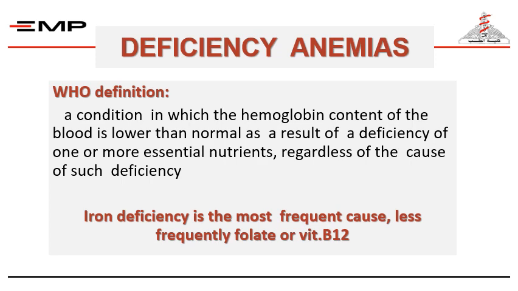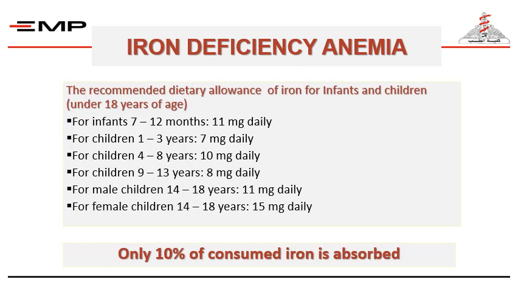WHO definition of deficiency anemias is that they are conditions where the hemoglobin content of the blood is lower than normal as a result of deficiency of one or more of the essential nutrients, regardless of the cause of such deficiency. Iron deficiency is the most frequent cause, and less frequent are folate and vitamin B12 deficiencies. Concerning the iron deficiency anemia, what are the recommended dietary allowance of iron for infants and children?